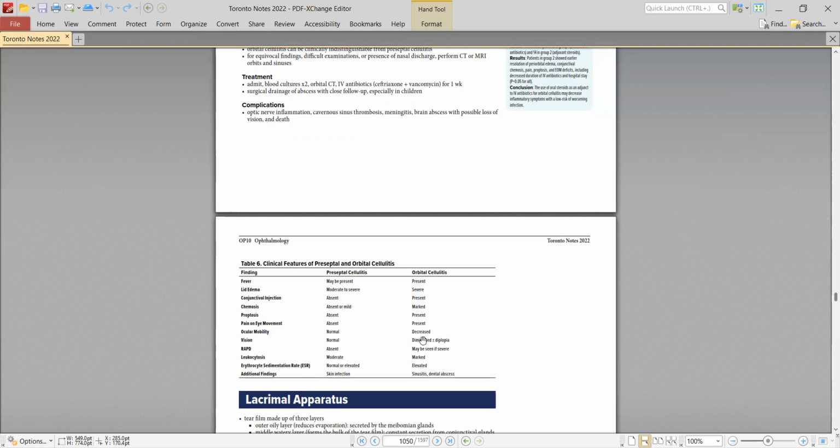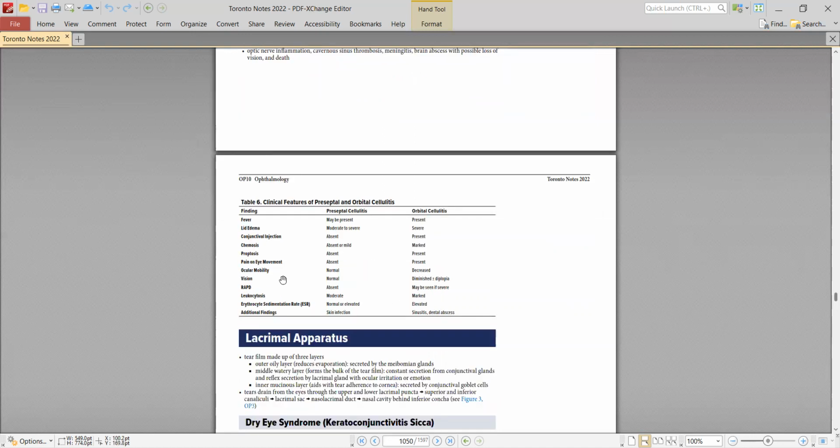Ocular mobility is decreased here. The patient can't move the eyes here and there. Vision is diminished or diplopia may be there. So the patient has decreased vision, blurry vision, until finally the vision completely drops and the patient can't see anything. So this patient is more likely to go blind, and more than ever, this patient can go into sepsis and septic shock also. We don't want that to occur.